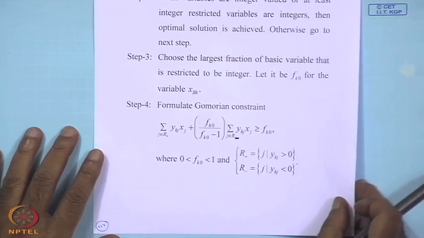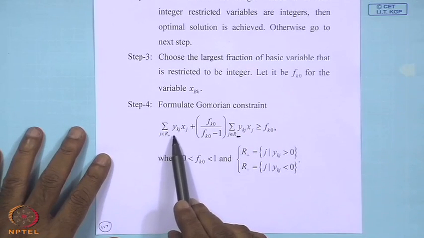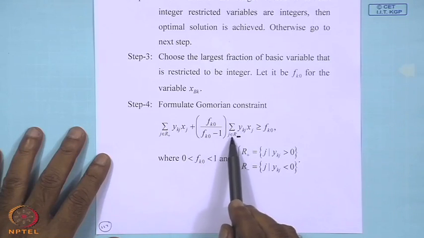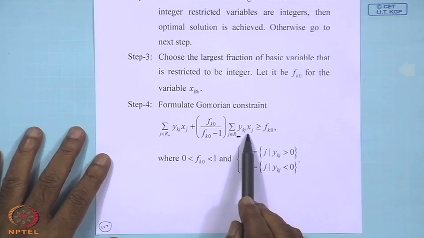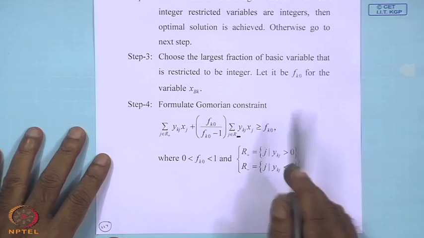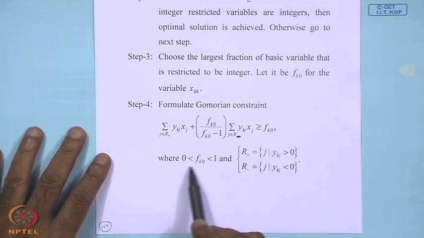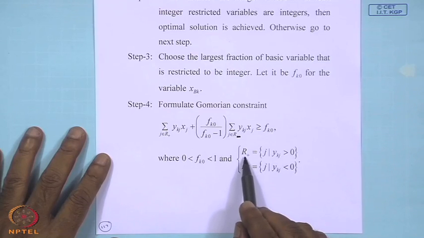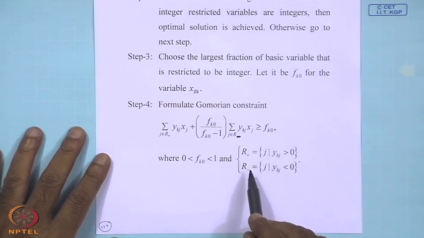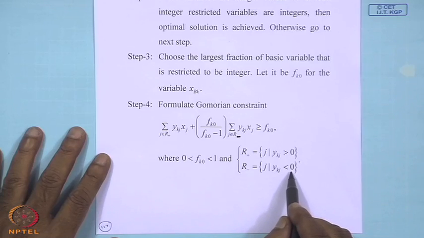Since I have already discussed the Gomorian constraint, I am directly writing here: summation over j belongs to R plus y k j x j plus f k 0 by f k 0 minus 1 into summation over j belongs to R minus y k j x j greater than or equal to f k 0. This f k 0 is the value of the basic variable. Obviously, f k 0 lies between 0 and 1, where R plus is the set of j such that y k j is greater than 0, that is in the row the coefficient of the variable is greater than 0, and R minus denotes the set where the coefficient of the variable is less than 0.